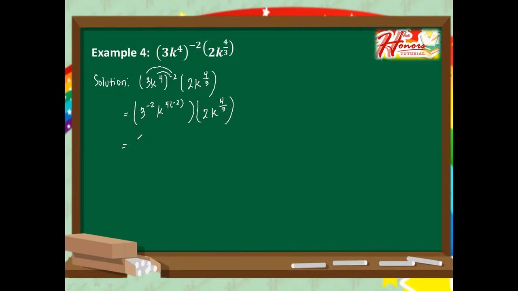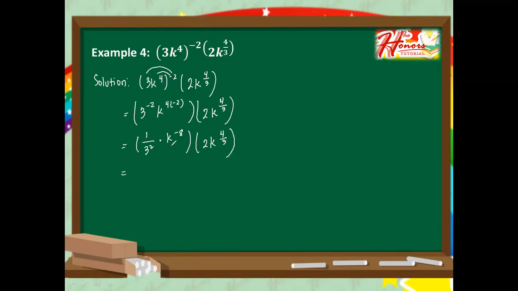And then let's simplify. So 3 raised to negative 2 is 1 over 3 raised to 2. We have to make this a positive exponent. So that's why we change that into a fraction. And then we have here k. So let's write times k. K raised to 4 times negative 2, that's negative 8. Later, we will change that into a positive exponent. Times 2k raised to 4 over 3.